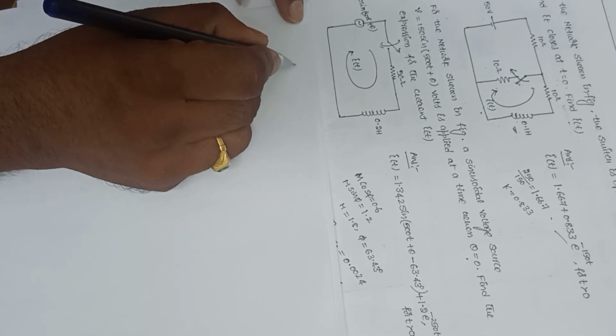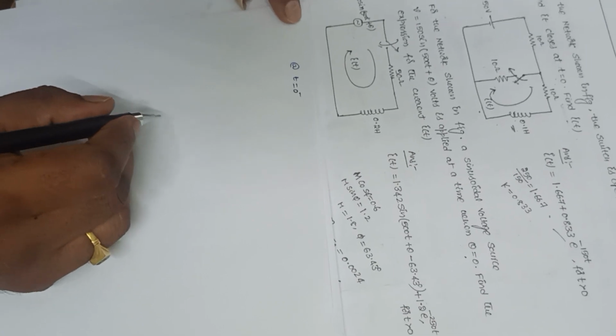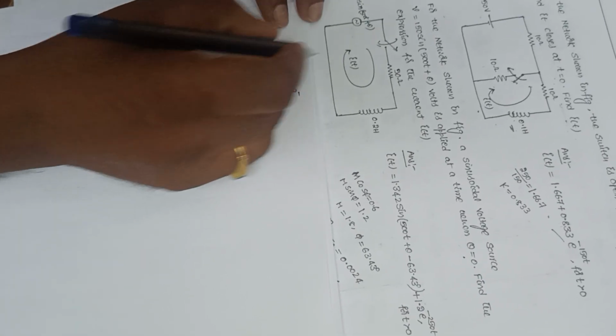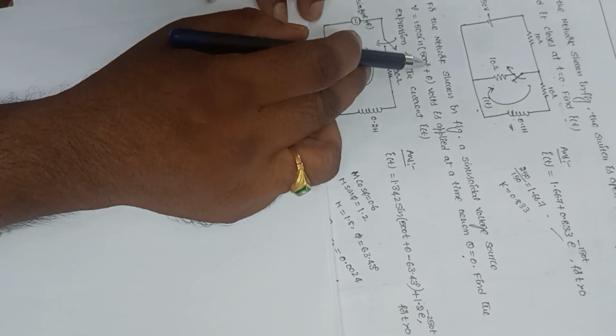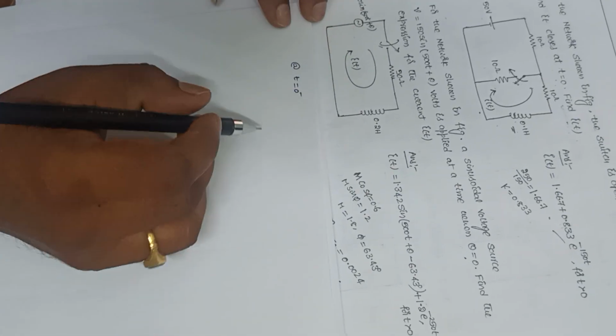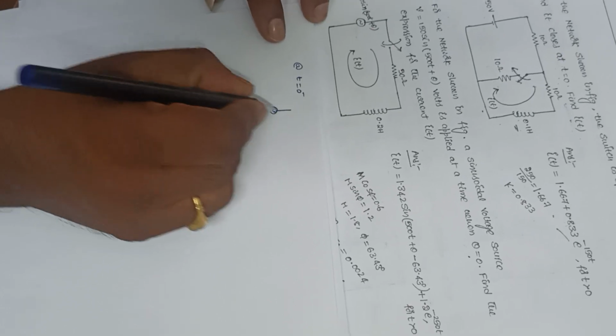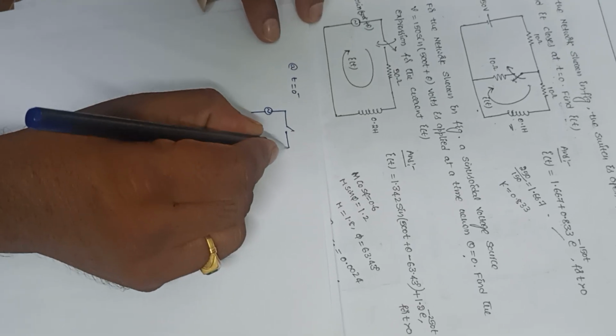at t is equal to 0 minus, the sinusoidal voltage source is applied, that means the switch is in open position. So the switch is in open position, so this is the condition.